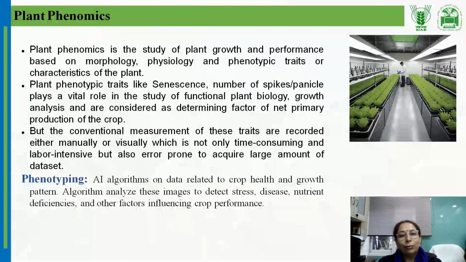As far as plant phenomics is concerned, this is the study of plant growth and performance based on morphology, physiology, and the phenotypic traits or characteristics of the plant. Basically, there are certain parameters. For example, we can talk of leaf area estimation, senescence, number of spikes. All these phenomics parameters play a very important role as far as plant growth is concerned.